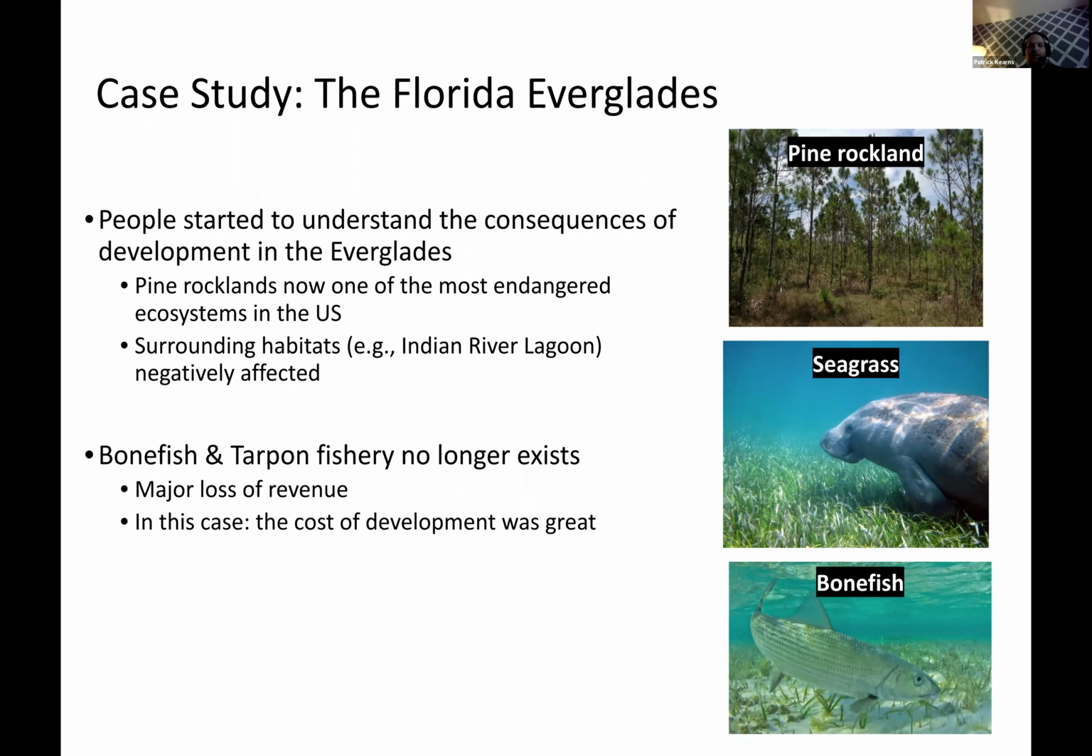So for instance, there was a very unique ecosystem in Florida, which is called the pine rockland. This is what it looks like. It's not very exciting, but it was unique to Florida. It's actually one of the most endangered ecosystems in Florida now because it was so heavily reliant on the flow of the Florida Everglades. And then in addition to sort of getting rid of habitats like this, it negatively affected all sorts of other surrounding habitats.